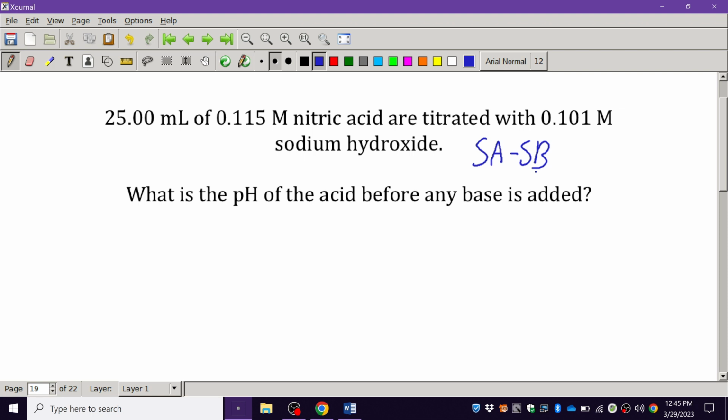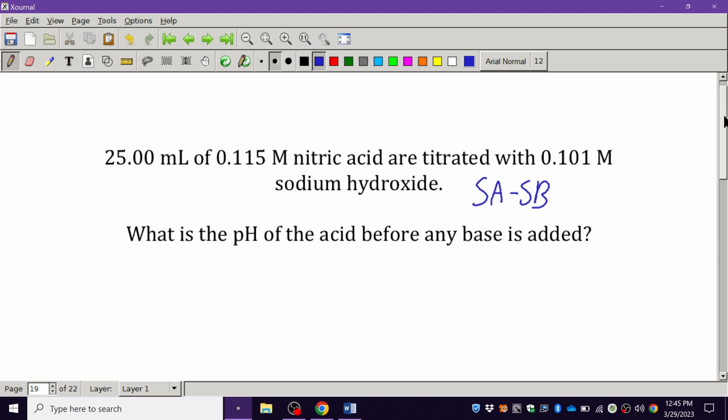Okay. What's next? If it's a strong acid, strong base titration, let's do a couple of other preliminaries before we move on, although it's not strictly necessary. The first one I'm going to do is write out the net ionic equation. It's very simple. Hydrogen or hydronium ion plus hydroxide ion gives me water.